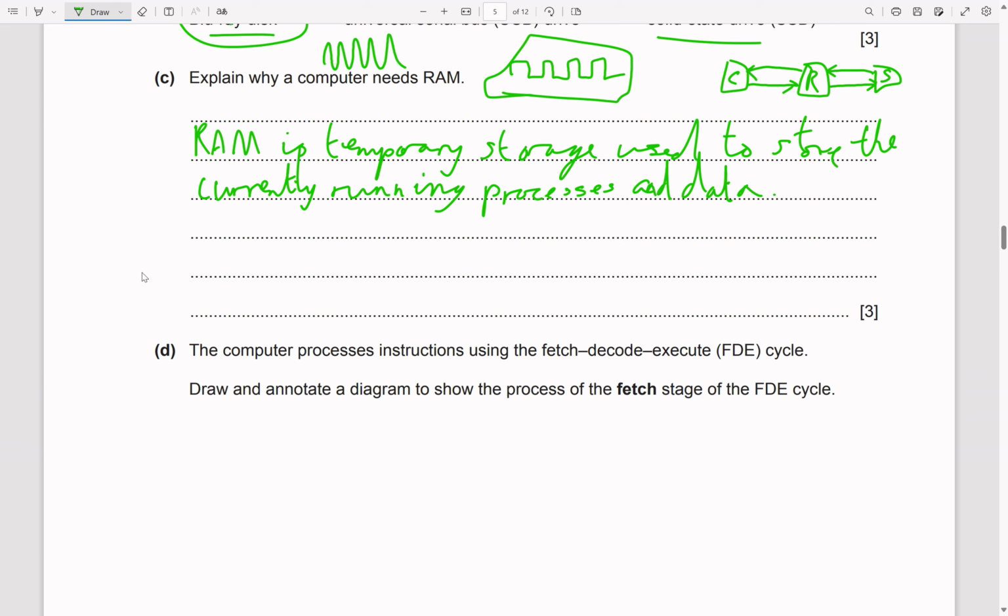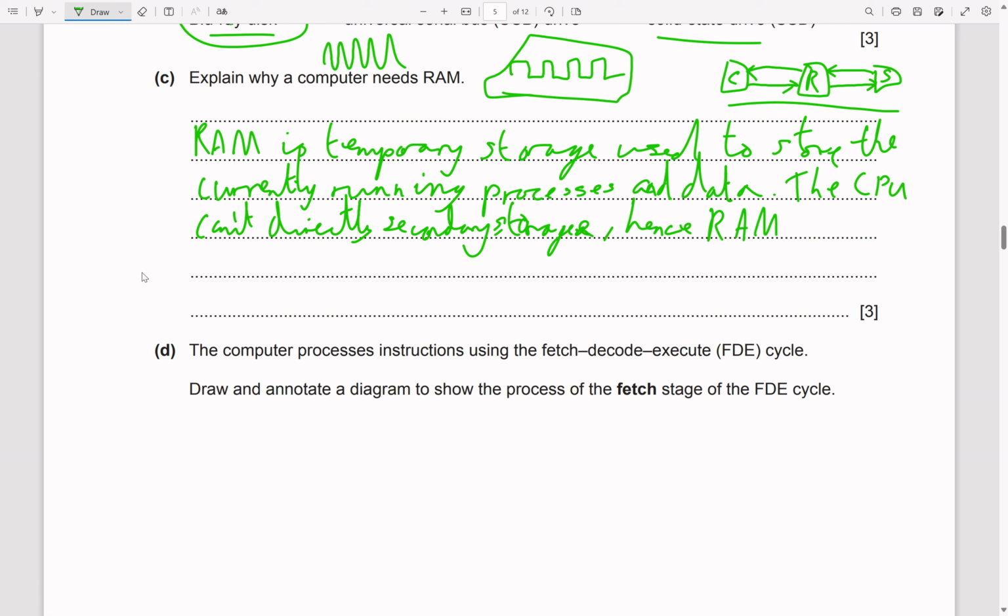So let's mention this here. The CPU can't directly access the secondary storage. Hence RAM is needed as a faster intermediate.